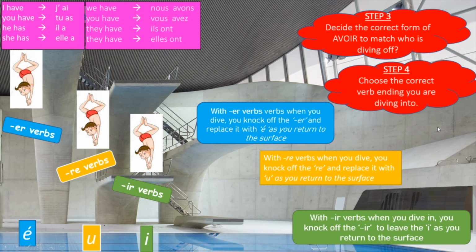So those are the 4 simple steps. I'll go over it again. Step 1, choose your diving board. Step 2, who is the person that's diving off the diving board? Step 3, you've got to choose the correct part of avoir to go with the pronoun. And if you remember, I've written a song to help you remember all the different parts of avoir. And then step 4, look at that full verb, look at the infinitive. What's the ending? Is it ER, RE or IR? Okay, and once you've decided on that, you know which one you're diving into.